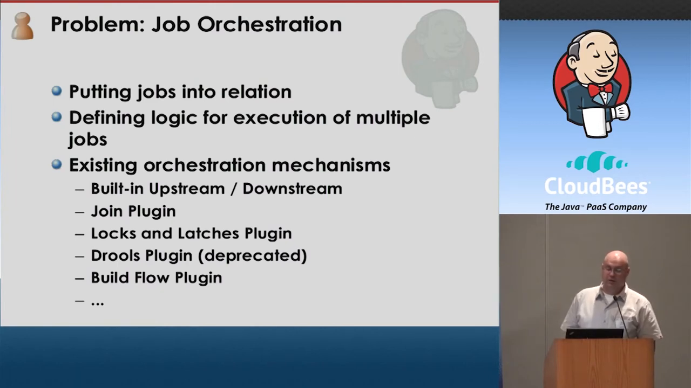There are quite a couple of existing mechanisms to do orchestration. I mean, we are all familiar with the built-in upstream-downstream mechanism. There are things like the Join plugin and the Locks and Latches plugins, which control the parallel execution of jobs. Things like the Jules plugin are actually quite interesting, although it's deprecated. It doesn't seem to be under active development. But it's interesting in the sense that it uses Eclipse as a graphical editor. There is the Build Flow plugin, which uses a DSL to describe the orchestration of jobs. And there is more.